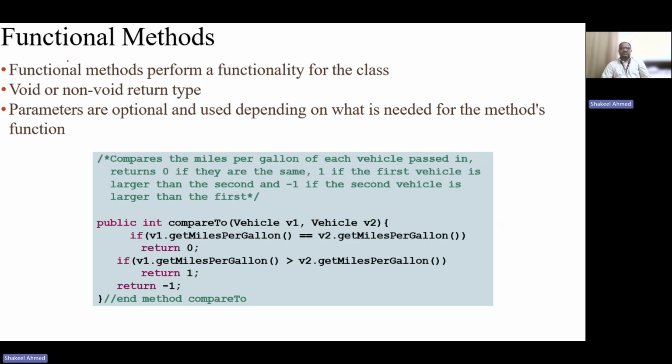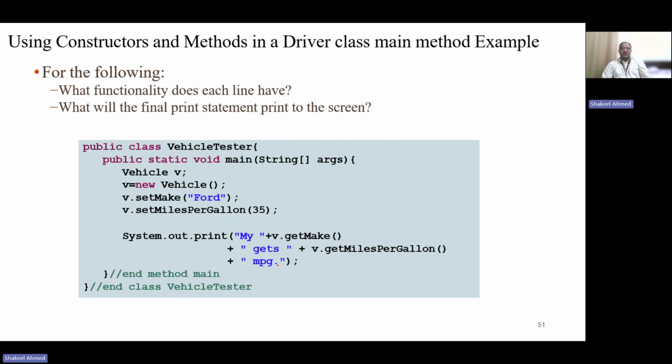And also, as we saw, we have the functional methods, which are not only set and get. We are considering vehicle1 and vehicle2 as object references, and you want to see which one has the greater type. Functional methods perform functionality for a class. So here we are comparing the objects, with the gallons, v2 as get miles, and return based on which is equal to, less than, or greater than.